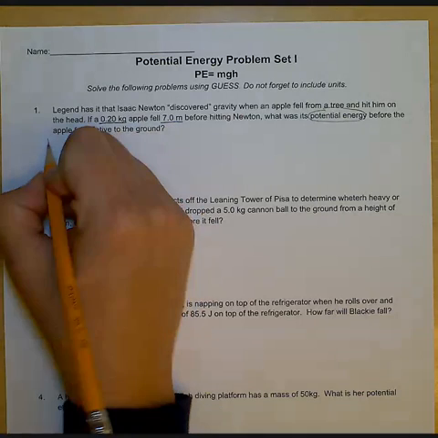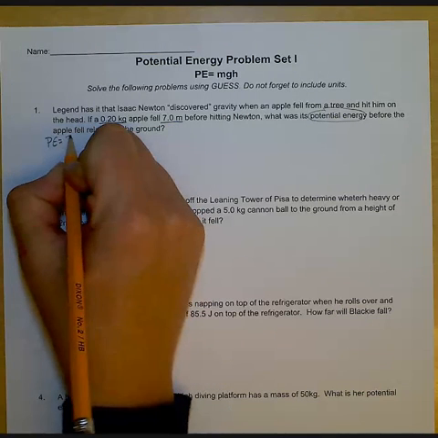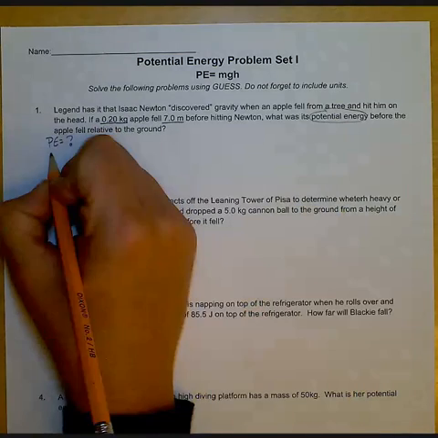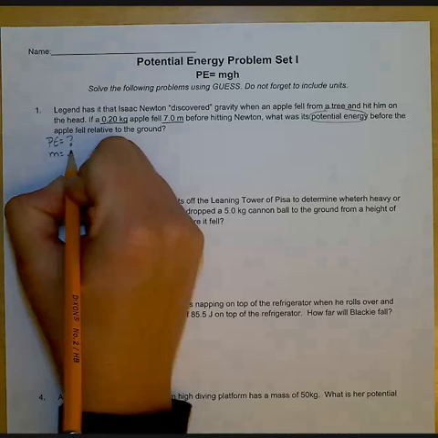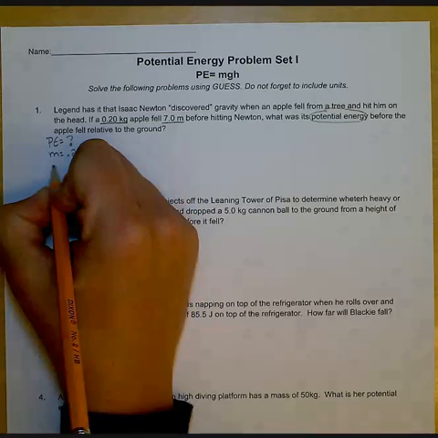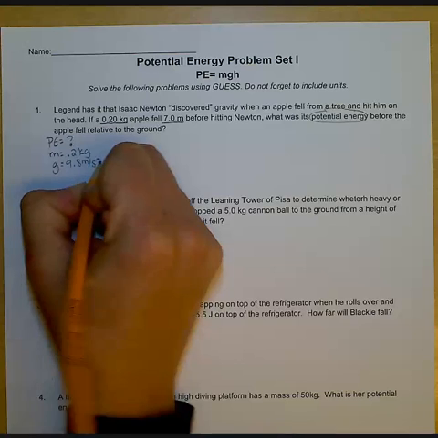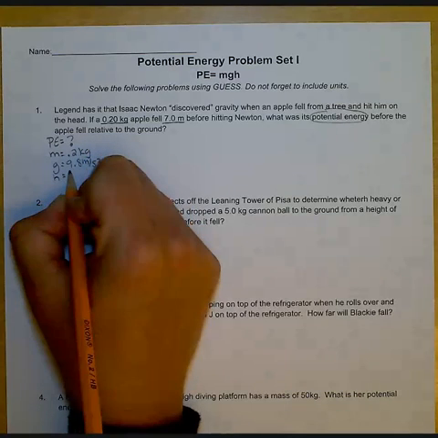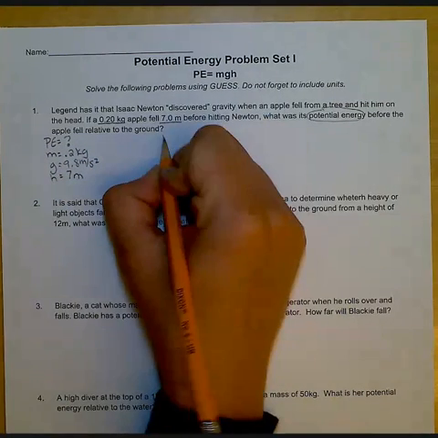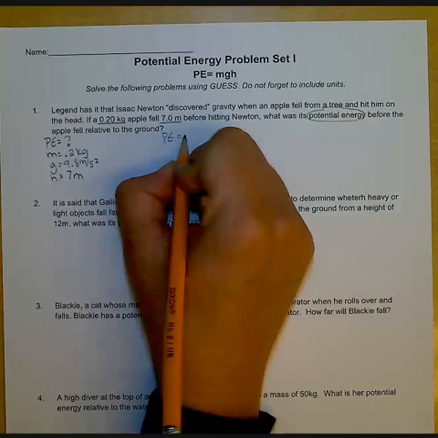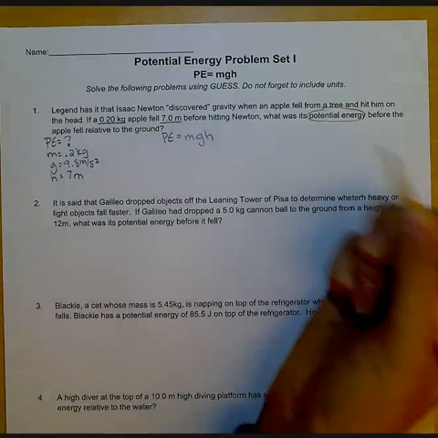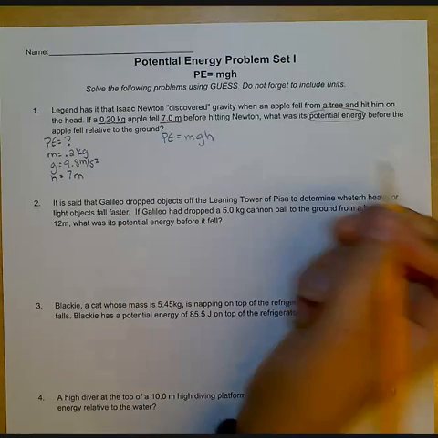So I'm going to go ahead and write out what I don't know. I don't know the potential energy. My mass is going to be 0.2 kilograms. My gravity, I know, is 9.8 meters per second squared, and my height is going to be 7 meters. I'm going to write down my equation, and now I'm going to substitute in what I know.